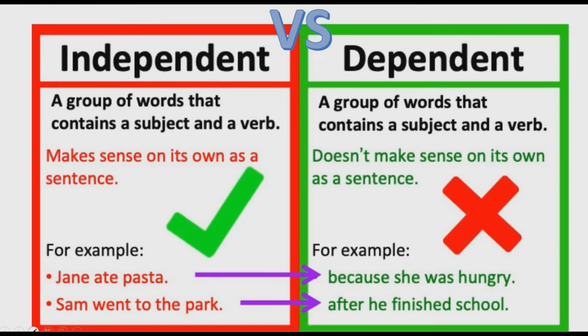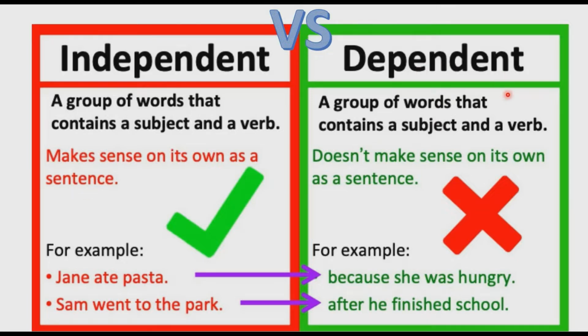Let us take a look at these two words that we'll be encountering in this lesson. The first one is the independent clause and the second one is a dependent clause. The independent clause is a group of words that contains a subject and a verb. It makes sense on its own as a sentence and it can stand alone.